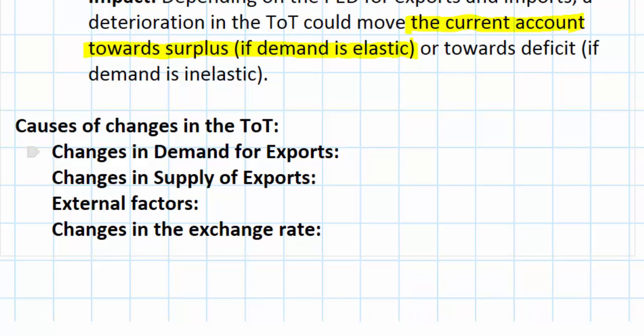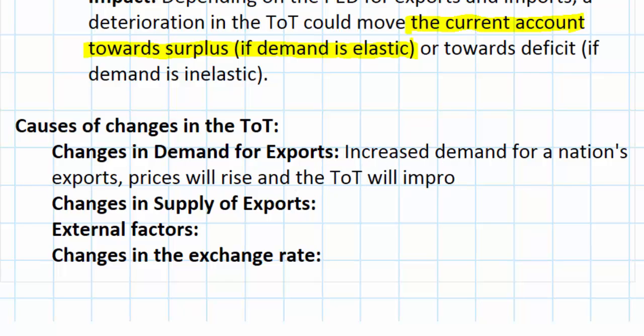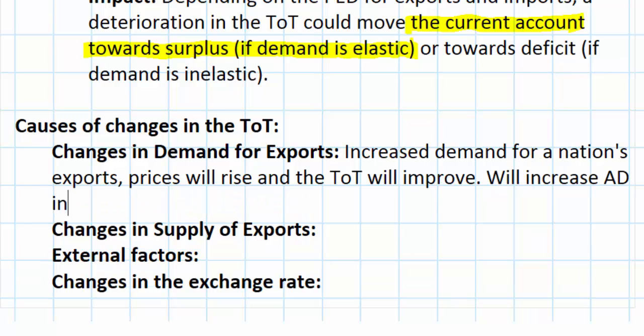First is a change in the demand for a country's exports. So we'll look at one side of the situation here. If there is increased demand for a nation's exports, then the price of those exports will rise and the terms of trade will improve. Now this naturally will increase AD in the nation. On the other hand, if foreigners demand less of a country's exports, then the laws of supply and demand dictate that export prices will fall and the terms of trade will deteriorate.